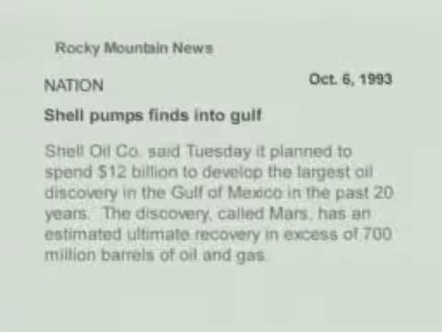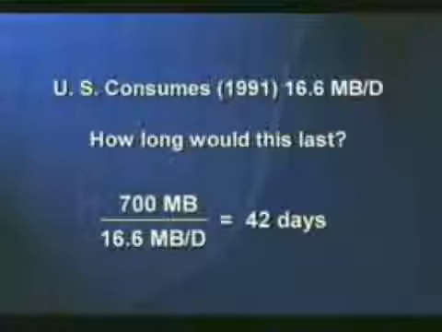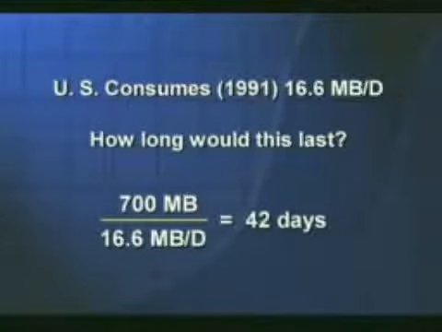Think about it. Well, we have to ask about new discoveries. Here in 1993, we read about the largest oil discovery in the Gulf of Mexico in the past 20 years, an estimated 700 million barrels of oil. Now that's a lot of oil, but a lot compared to what? At that point, we were consuming in the United States 16.6 million barrels of oil every day. Do the long division and you find that entire discovery would serve our needs for 42 days. And that's the biggest discovery they've made in the Gulf of Mexico in 20 years.